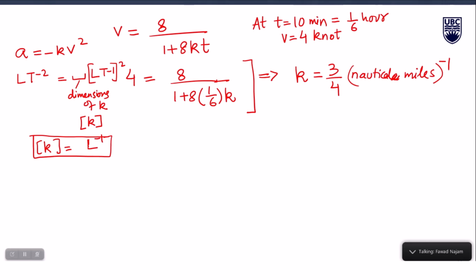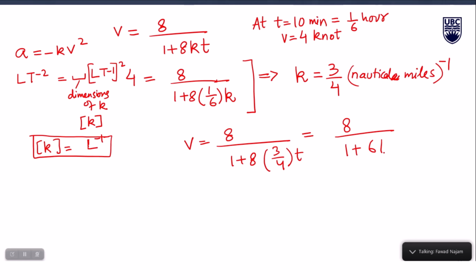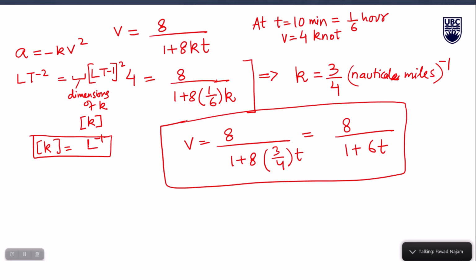So k is determined, which means the velocity equation can again be written only as a function of time now. So again let's put k there, it will become v is equal to 8 over 1 plus 8 multiplied by 3 by 4 t, that is 8kt, and this will give you 8 over 1 plus 6t, right? So that is your final equation, which you can plot also, because one of the things to determine in this problem is to plot velocity versus time, right? So you can put different values of t to plot values of velocity.